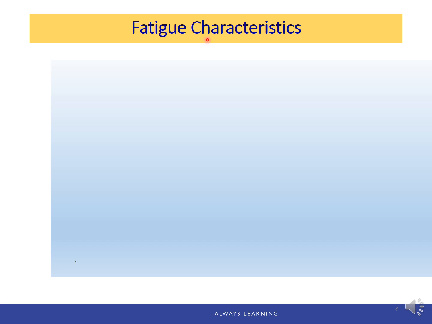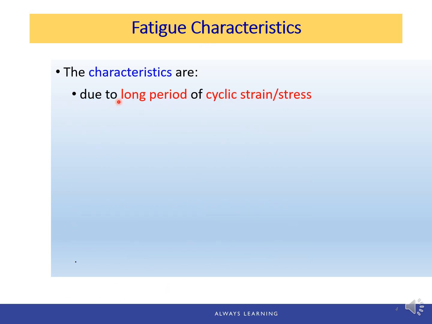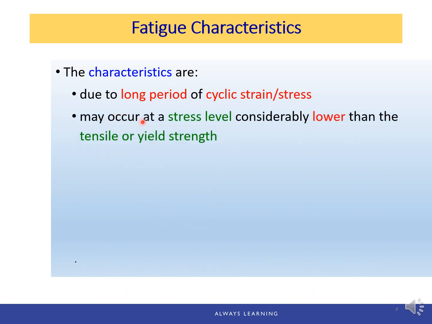The characteristics of fatigue. First, it is due to long period of cyclic strain or stress. The term fatigue is used because this type of failure normally occurs after a lengthy period of repeated stress or strain cycling. And second, fatigue failure occurs at a stress level that is below the tensile or yield strength of the material. Unlike the failure happens at static load, the stress must be above the tensile and yield strength of the material for the material to break.